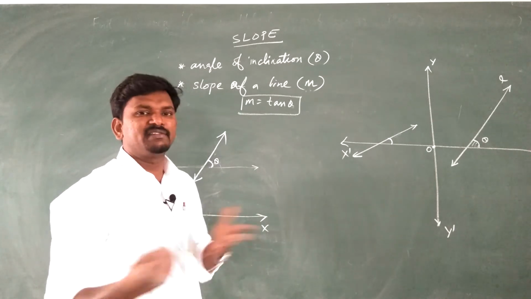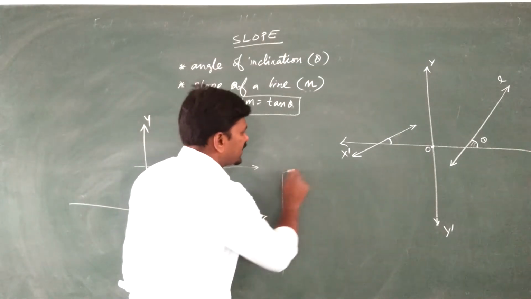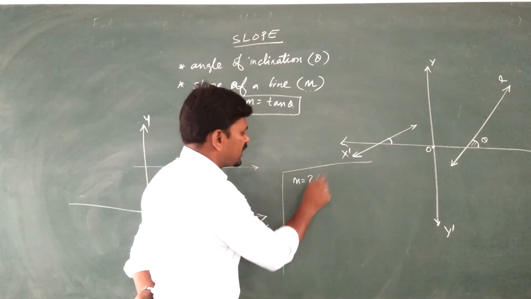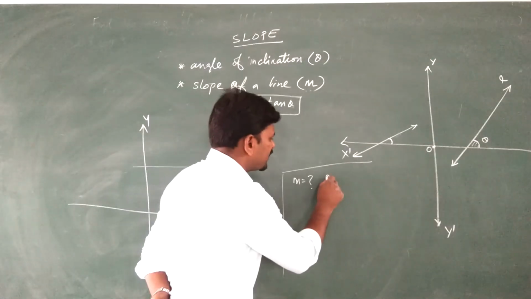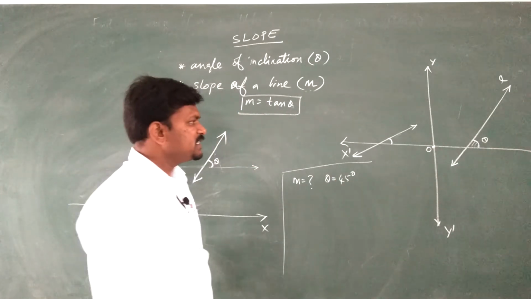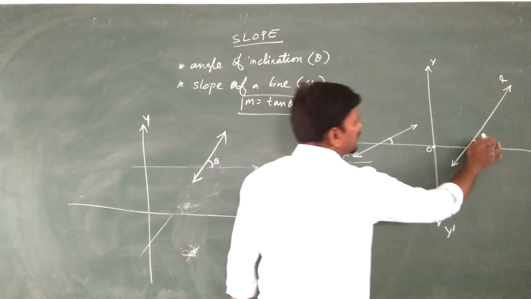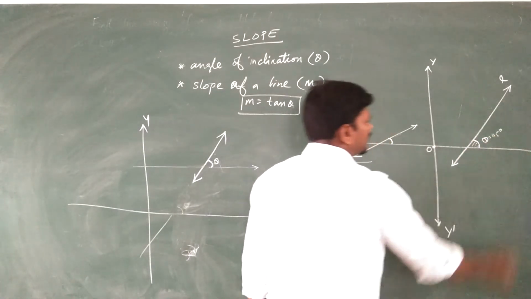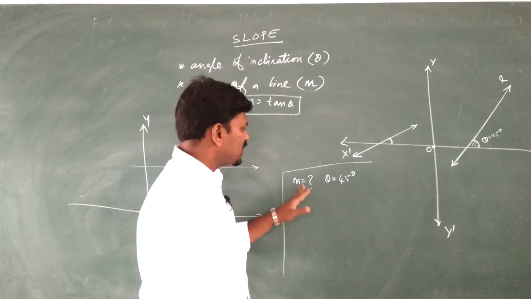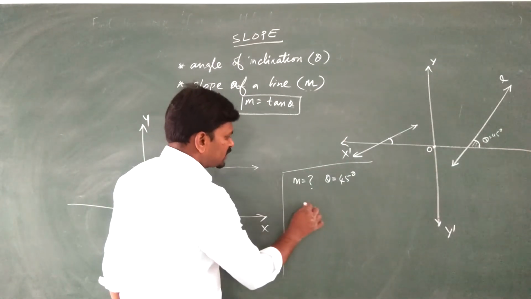This is the question which is coming in the 1 mark. Find the slope of a line whose angle of inclination is 45 degrees, which means the angle of inclination theta is equal to 45 degrees. So how to find the slope of that particular line?